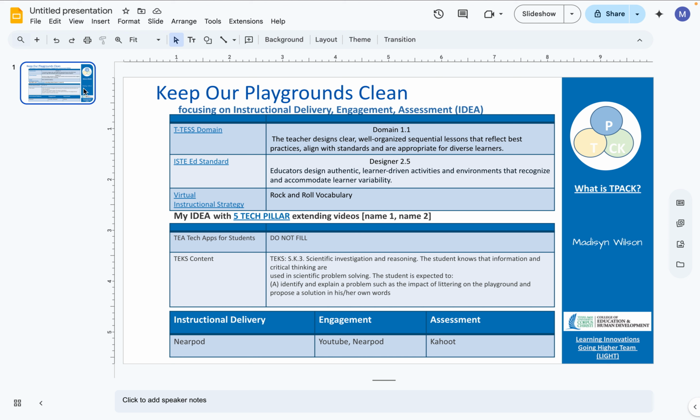For the instructional delivery, I'm going to be using Nearpod. For the engagement, I'm going to be using YouTube and Nearpod. And for the assessment, it's going to be Kahoot.